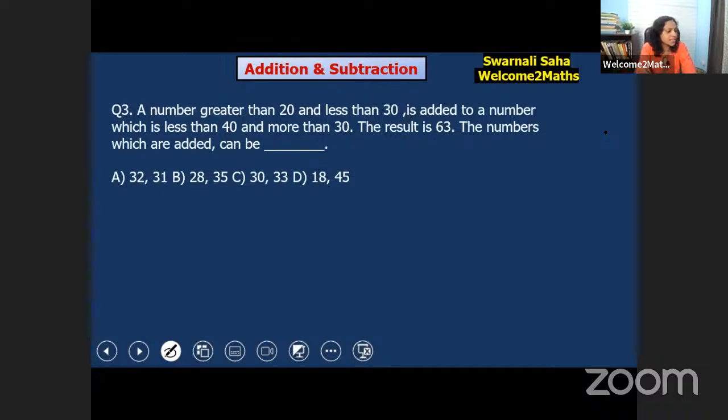Now, the next question is, a number that is greater than 20 and less than 30 is added to a number which is less than 40 and more than 30. The result is 63. So, you have 4 options, and you have to find out which would be the right one. Okay? Try to solve this first, then I will show you the answer.